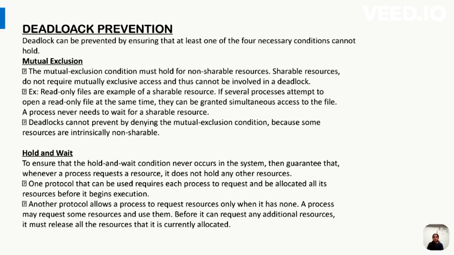Deadlock prevention. Deadlock can be prevented by ensuring that at least one of these four necessary conditions cannot hold: mutual exclusion, hold and wait. The mutual exclusion condition must hold for non-shareable resources. Shareable resources do not require mutually exclusive access and thus cannot be involved in a deadlock. In hold and wait, to ensure that the hold and wait condition never occurs in the system, we must guarantee that whenever a process requests a resource, it does not hold any other resources.